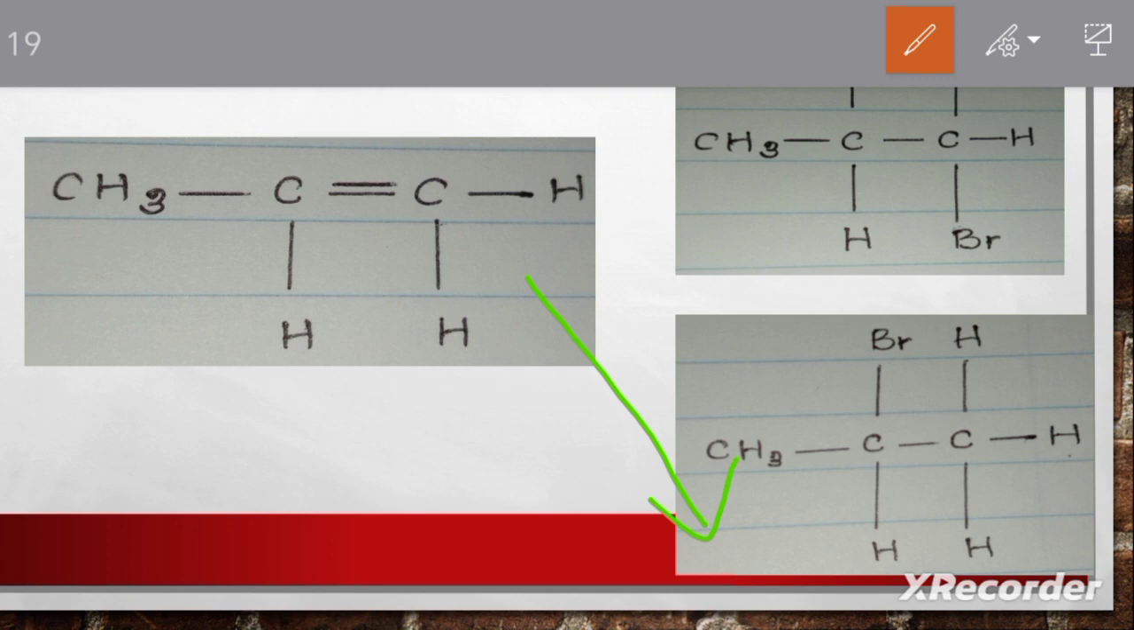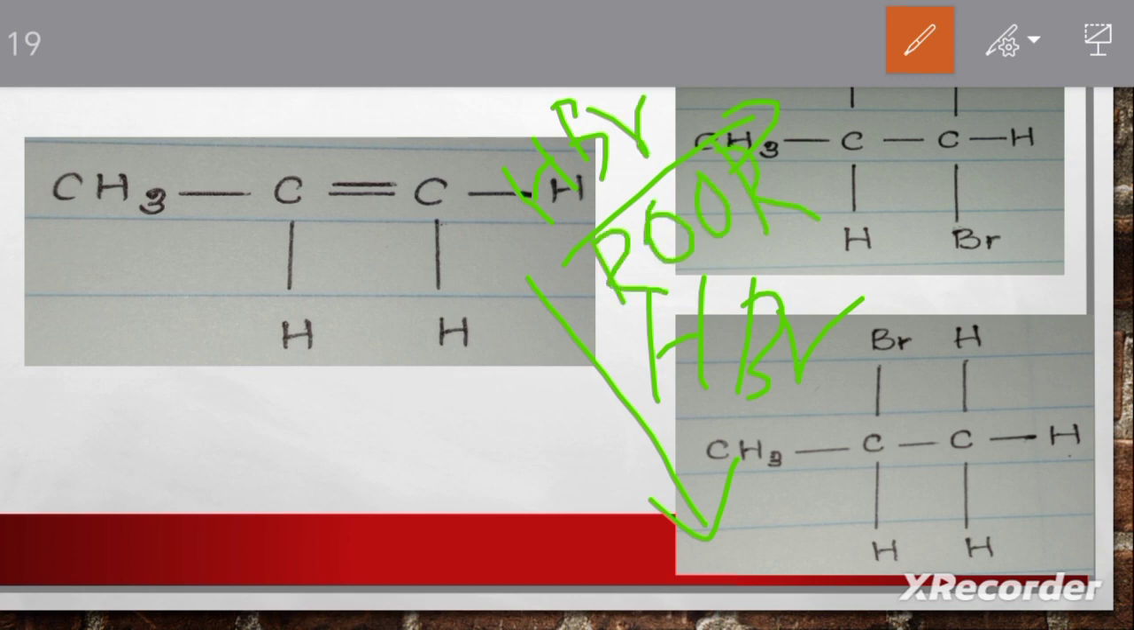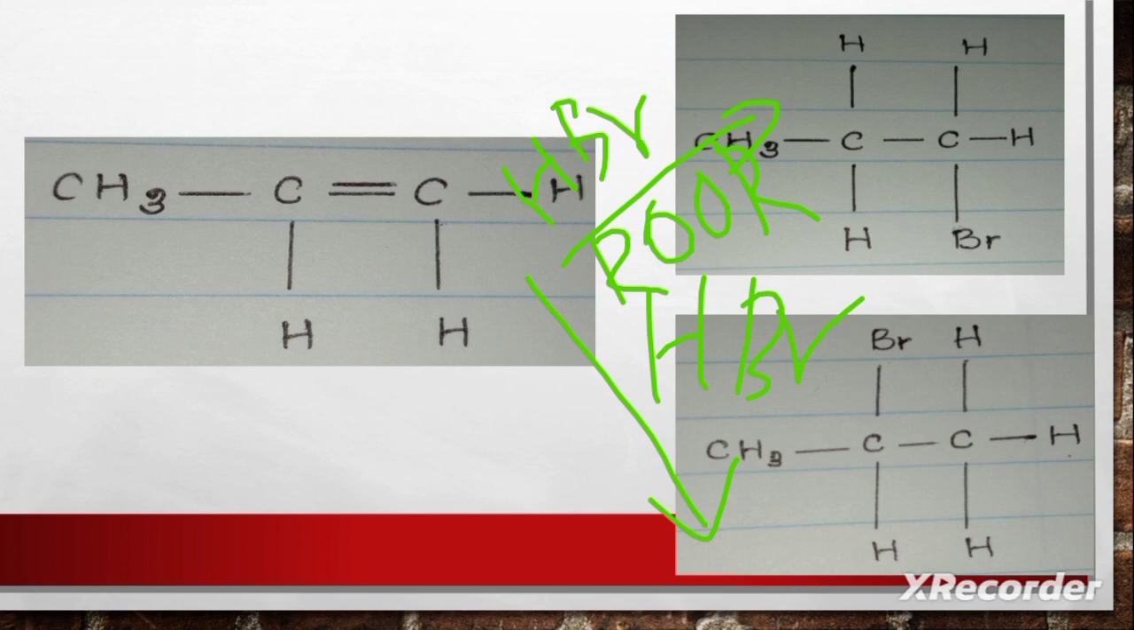Here, directly HBr addition gives this product. Hydrogen goes to the place with high number of hydrogen. Bromine goes to the place with low number of hydrogen. But if we add HBr in the peroxide medium, then what happens is this. Hydrogen goes to the place with low number of hydrogen and bromine goes to the place with more number of hydrogen. So this is the anti-Markovnikov's rule.